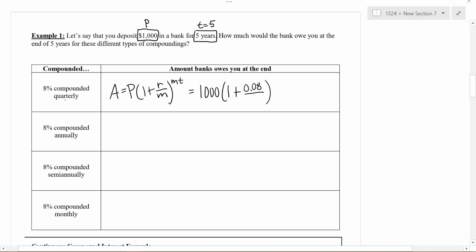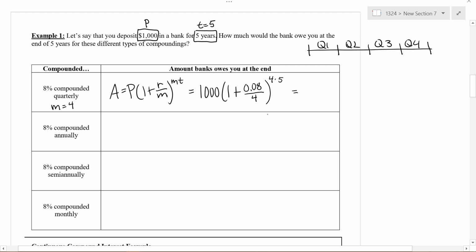Now, what is the m value? When we do compounded quarterly, how many times a year is that? So quarterly means we have 1, 2, 3, 4 different quarters. So that's 4 times a year. So when you see compounded quarterly in a problem, your m value is going to be 4. So it's going to be compounded 4 times a year. So our m value is 4. So I'll put 4 up in the exponent times the t value, which for this example is 5.